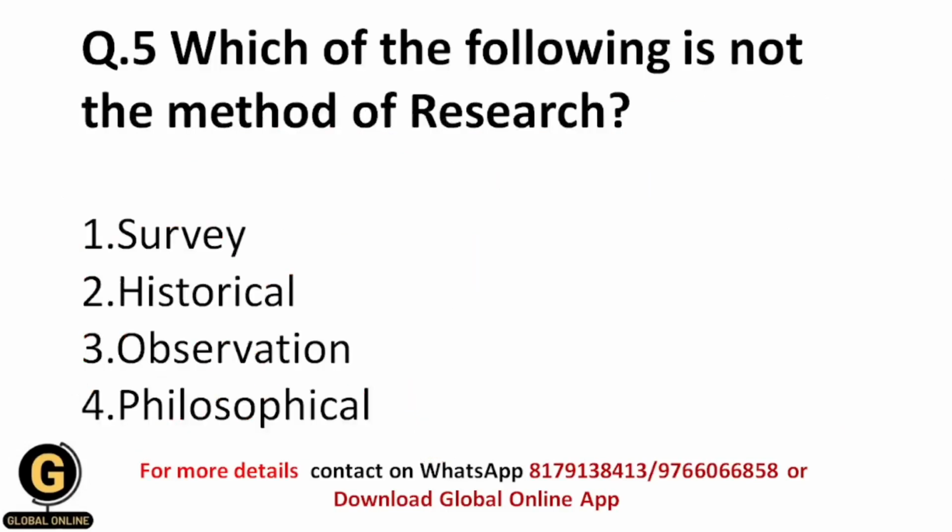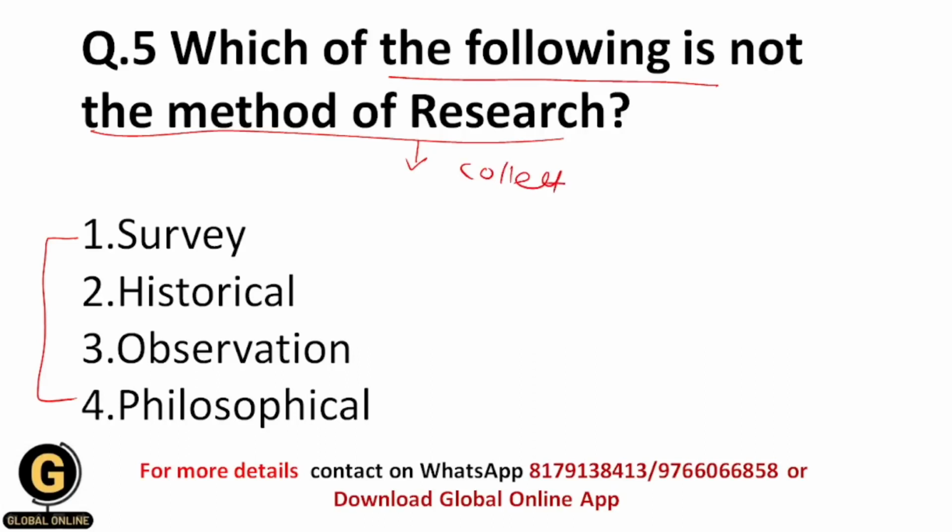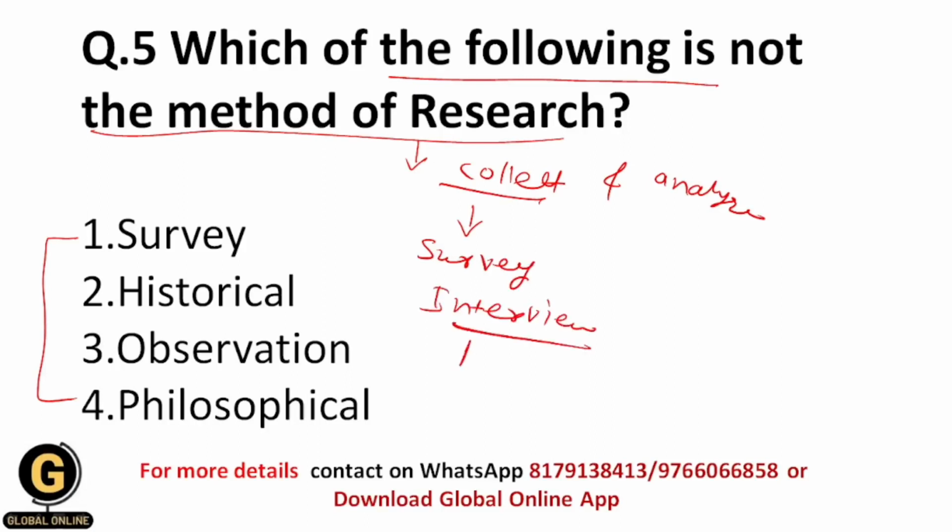Now next, which of the following is not a method of research? From these options, which is not a method of research? Methods of research include certain tools or strategies to collect and analyze data. For collection of data, you will use a survey, for example a questionnaire. You will use interview sessions. For example, you will use the historical method to get to know about past events. All these are methods of research.